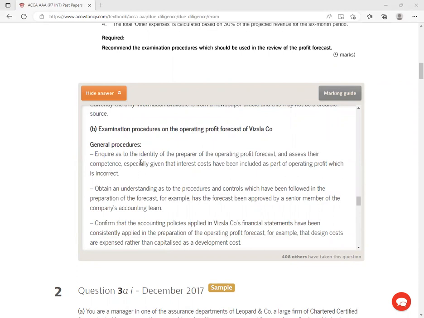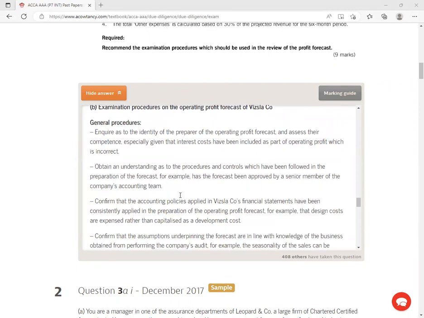So we are told here, general procedures require us to identify the preparer of the operating profit forecast and assess their competence. Obtain an understanding as to the procedures and controls which have been followed in the preparation of the forecast. For example, has the forecast been approved by a senior member of the company's accounting team? So that approval, they should not just bring me something that has been done by a junior accountant down there and they're placing it on my desk. I would want to see some signs, signatures, right?